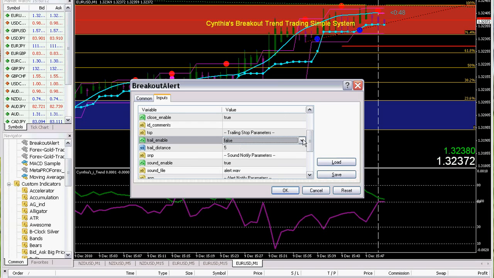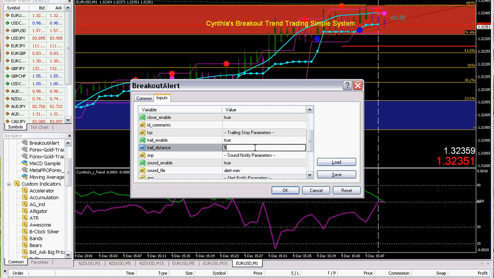Trail enable needs to be changed from false to true, and the trail distance you can leave it at 5, which is 5 pips to trail a stop, but I'm in the FinFX ECN account, and for any ECN account that's 5-digit, you have to add a 0. So I'm going to make that trail distance 50.